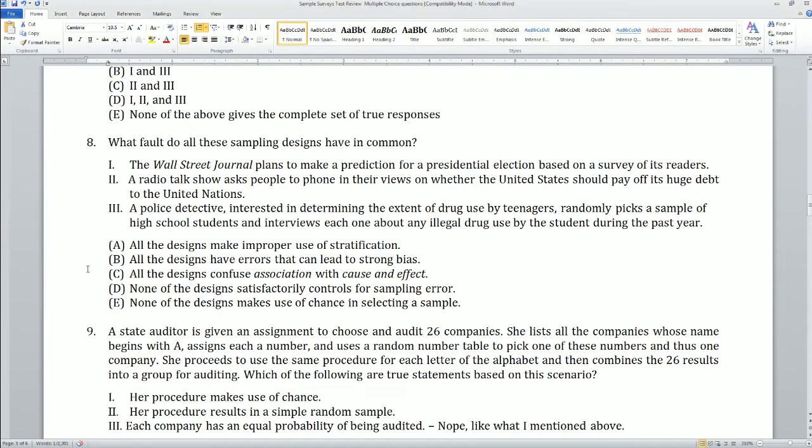What fault do all these sampling designs have in common? The Wall Street Journal plans to make a prediction for a presidential election based on a survey of its readers. The radio talk show host asked people to phone in their views on whether the United States should pay off its huge debt to the United Nations. A detective interested in determining the expensive drugs used by teenagers randomly picked a sample of high school students and interviews each one of them about any illegal drug used by the students in the last year.